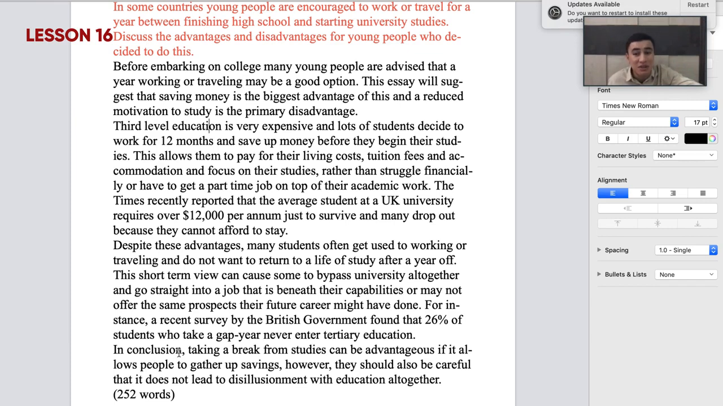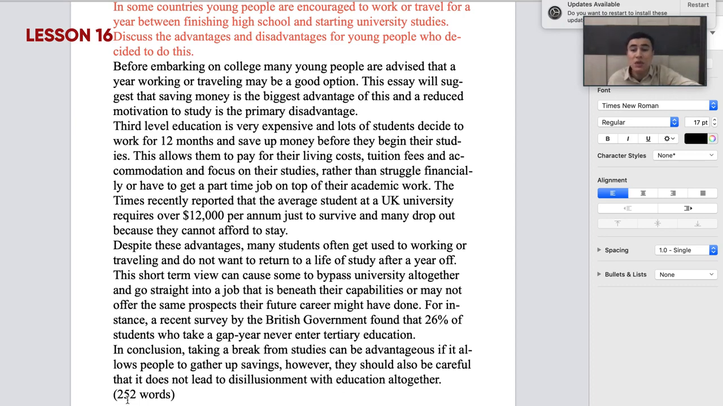Okay, in conclusion, taking a break from studies can be advantageous if it allows people to gather up savings. However, they should also be careful that it doesn't lead to disillusionment with education altogether. Okay, we are summing up the main points. It is good if they decide to save some money, but bad if they lose their interest.